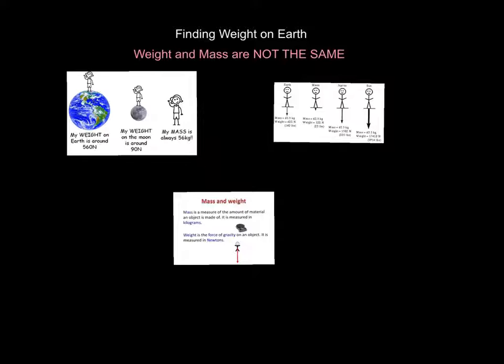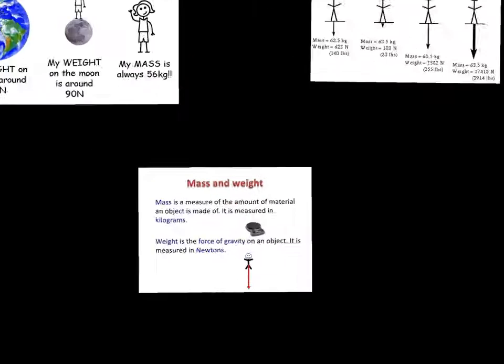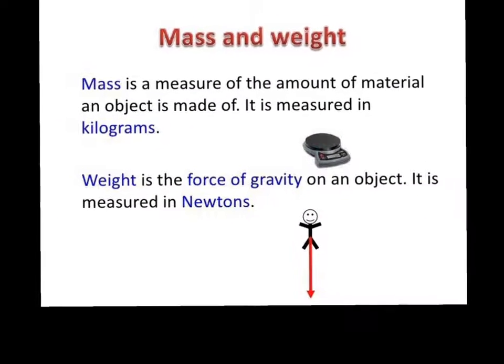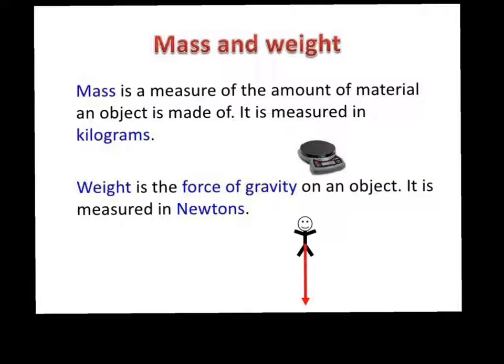So to summarize, the difference between mass and weight is that mass is a measure of the amount of material an object is made of. It is measured in kilograms, and we usually put it on a scale such as this, and it reads us a number. However, weight is the force of gravity on that object, and it is measured in newtons. And as you became familiar with, we've got our handy dandy force arrow showing us the force due to gravity.